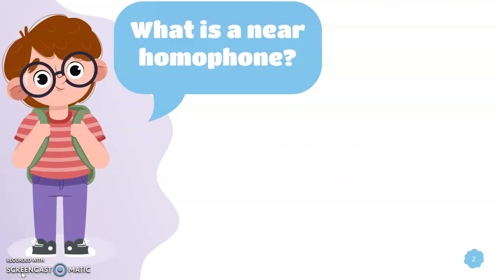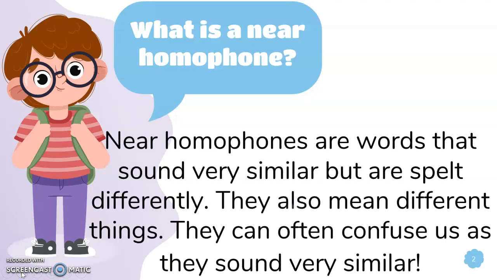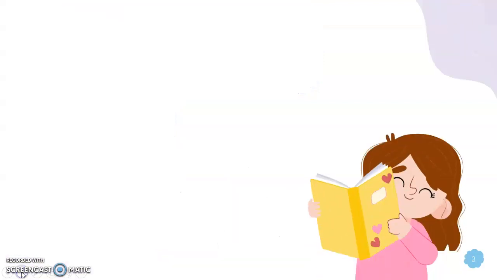We know a homophone is a word that sounds the same but has a different meaning. So what's a near homophone? It's slightly different. Near homophones are words that sound really similar to other words, but they're spelt differently and they can mean different things too. Basically, they are words that sound very similar. They can really confuse us as well.